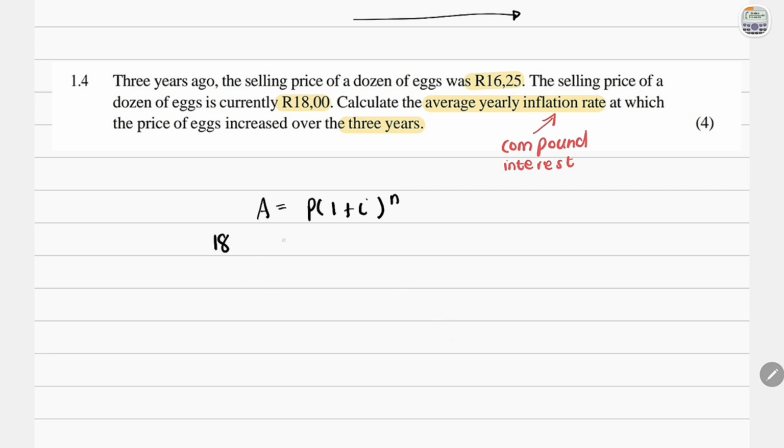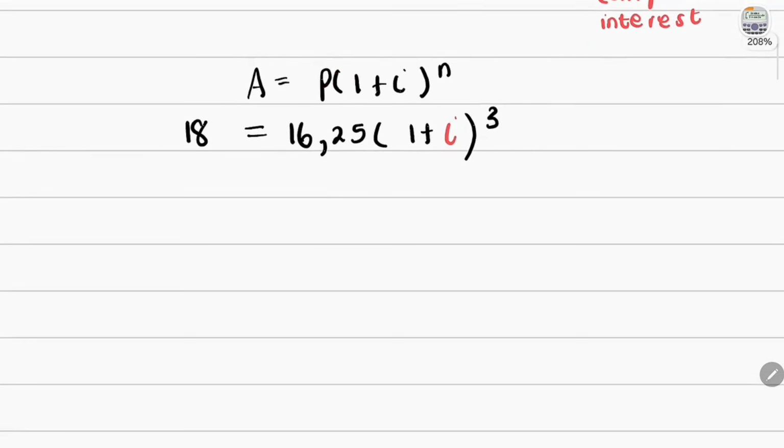We're just going to say 18 is equal to 16.25, and then 1 plus, and you can clearly see they're asking us for that yearly inflation rate. Okay, so it's not compounded monthly or anything like that. It's a yearly rate. So say plus i, and then raised to the power of, they said 3 years ago, so to the power of 3. And what we are trying to find is the value of i.